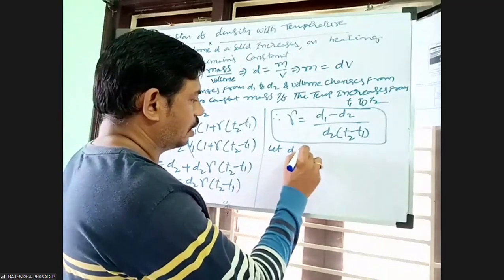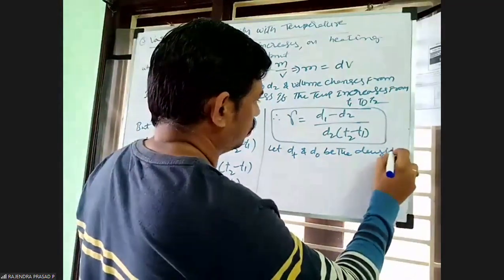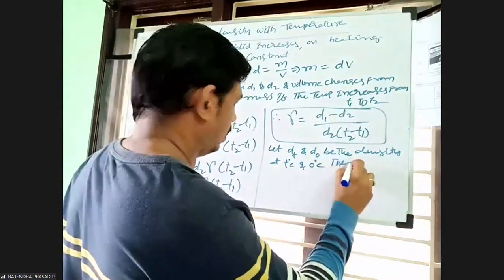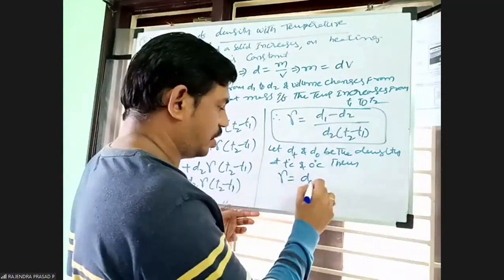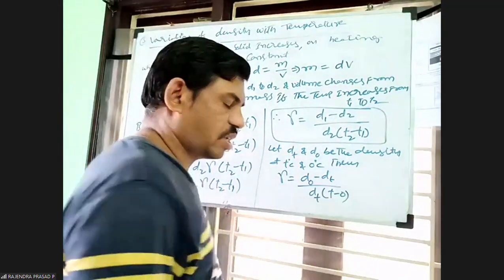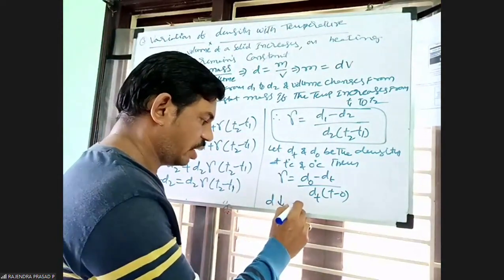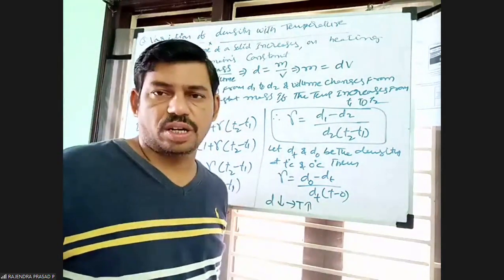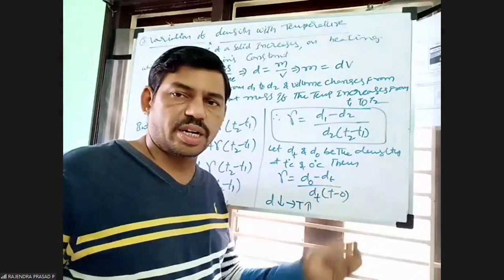Let D0 and DT be the density at 0 degree C and T degree C. Then gamma is equal to (D0 minus DT) by DT into (T minus 0). In this case, density decreases with increase of temperature. D0 is the high density at 0 degrees, so DT, the density at T degrees, decreases.